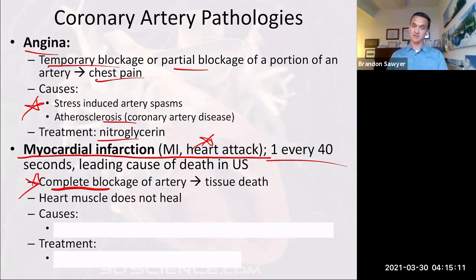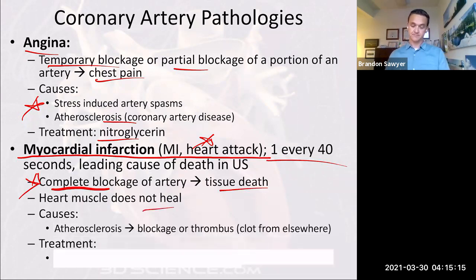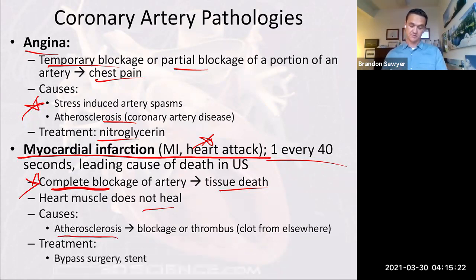This one is a complete blockage, and it leads to some of the heart muscle actually dying, and it doesn't heal well. So what happens? This is caused by atherosclerosis, blockage, and then could be a blood clot. And the treatment for this is to bypass that blocked part, or to put in a little thing called a stent that goes in there and opens up the blood vessel.